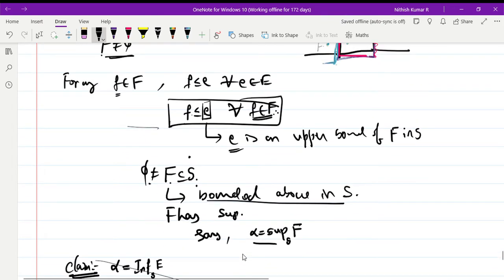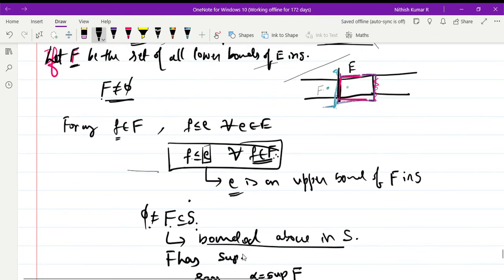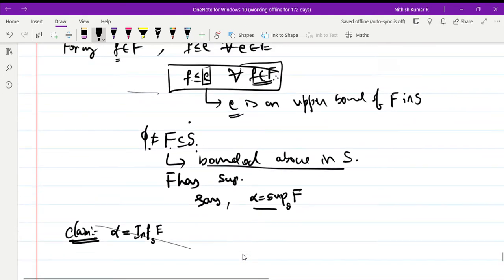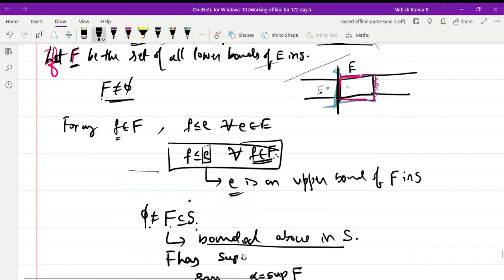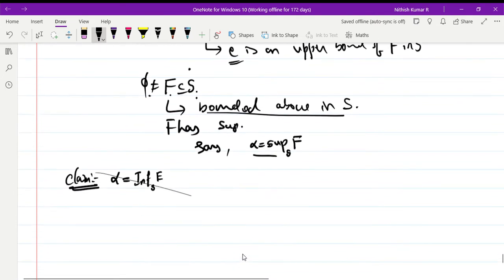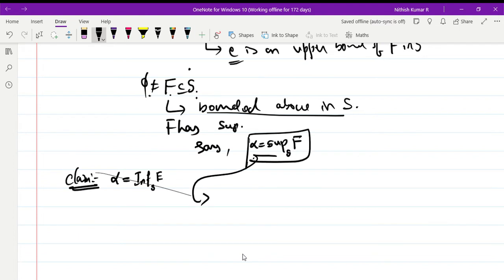Now we got alpha as the supremum of F. That means this alpha is the least upper bound of F. We shall show that this is the greatest lower bound of E. Alpha is a supremum of F, which implies alpha is an upper bound of F in S.